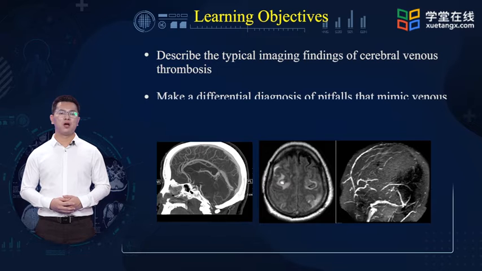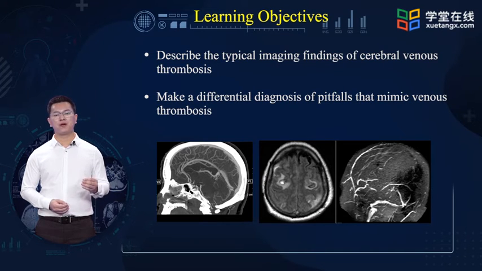Upon completion of this session, students should be able to describe the typical imaging findings of CVT and make a differential diagnosis of pitfalls that mimic venous thrombosis.